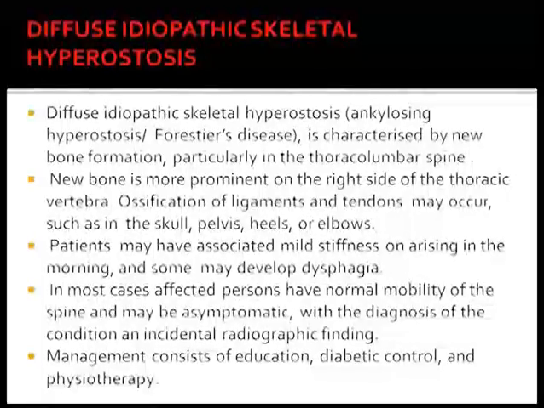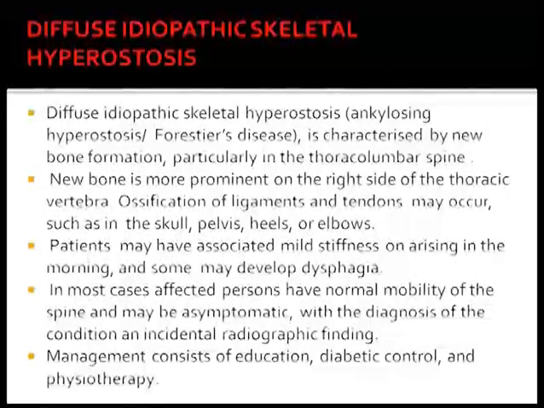Initially they may have mild stiffness on arising, and they may also develop dysphagia. So dysphagia in a patient with diabetes, if there is an ossification of the spine, then it is because of this. In some cases, affected persons have normal mobility of the spine. They may be asymptomatic. If you take an X-ray, you will find that it is just an incidental finding. Again, good diabetic control, education and physiotherapy.